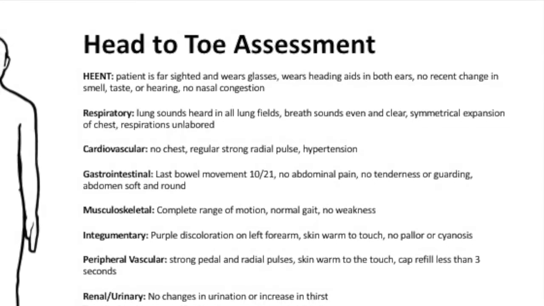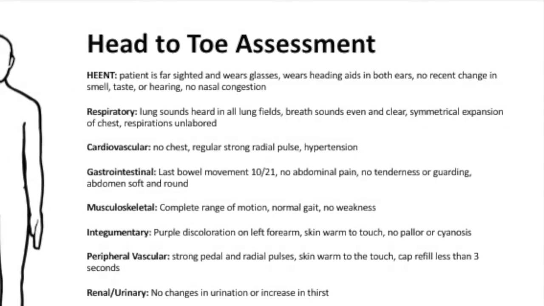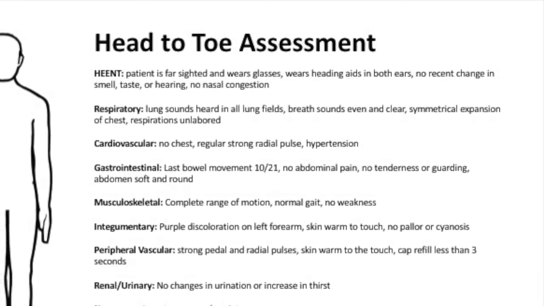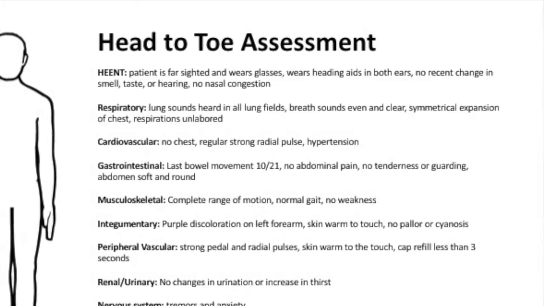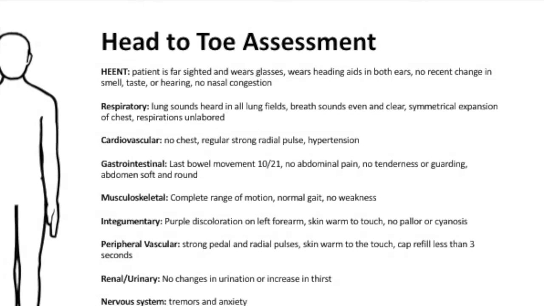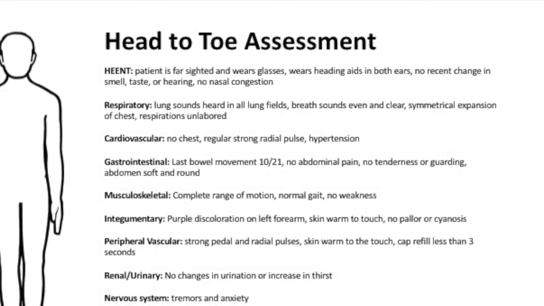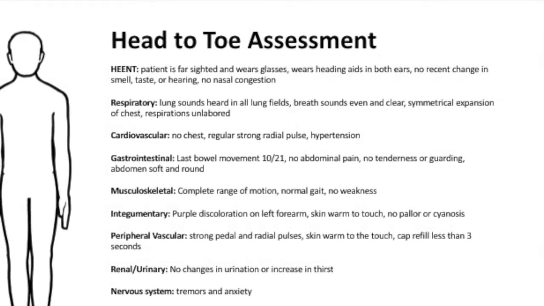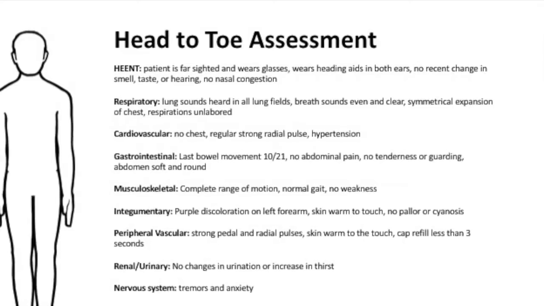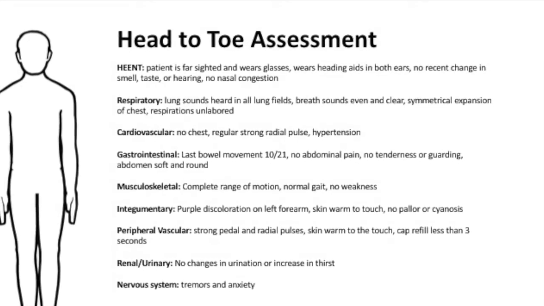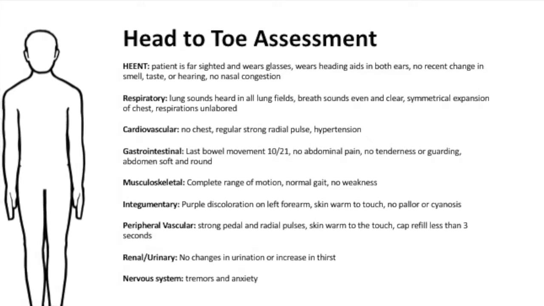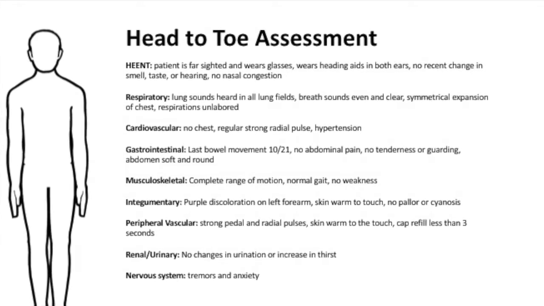He has no chest pain. He has a regular and strong radial pulse, but the patient did have hypertension. The patient's last bowel movement was October 21st. He has no abdominal pain, no tenderness or guarding, and his abdomen was soft and round. The patient had complete range of motion of all extremities. He had a normal gait and was experiencing no weakness.